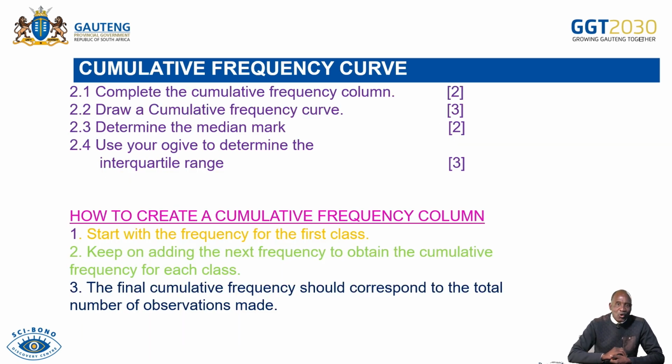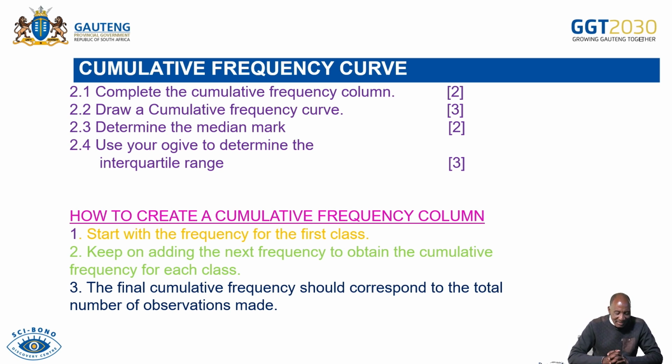Right, so the first question says, complete the cumulative frequency column. We have done that. Draw a cumulative frequency curve, 3 marks for that. Determine the median mark, who was in the middle, or what mark did the middle learner obtain. Then use your ogive to determine the interquartile range. We're also going to have a look at how you use the cumulative frequency curve to determine the interquartile range. You already know the interquartile range from box and whisker diagrams, but this time around we want to look at how we determine the interquartile range using a totally different graph altogether.